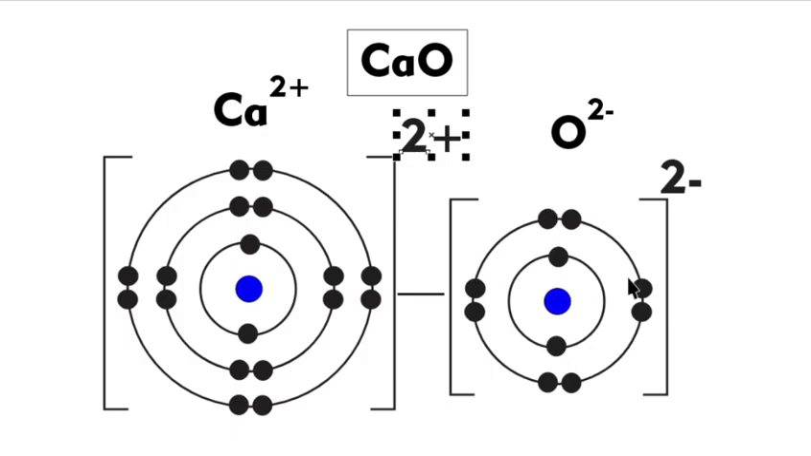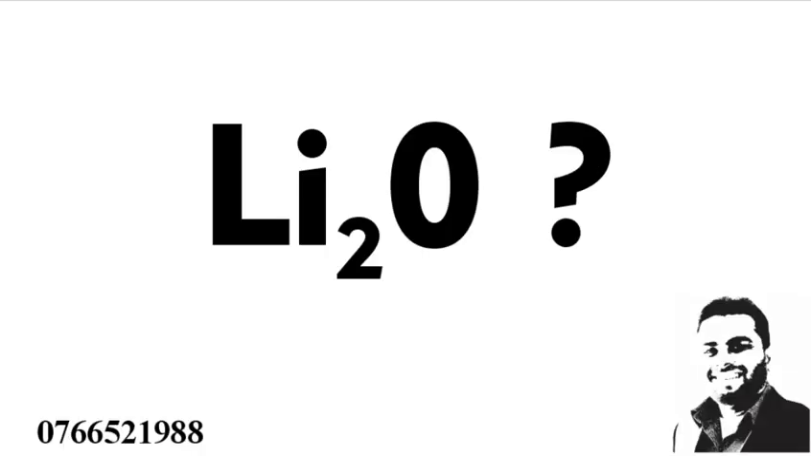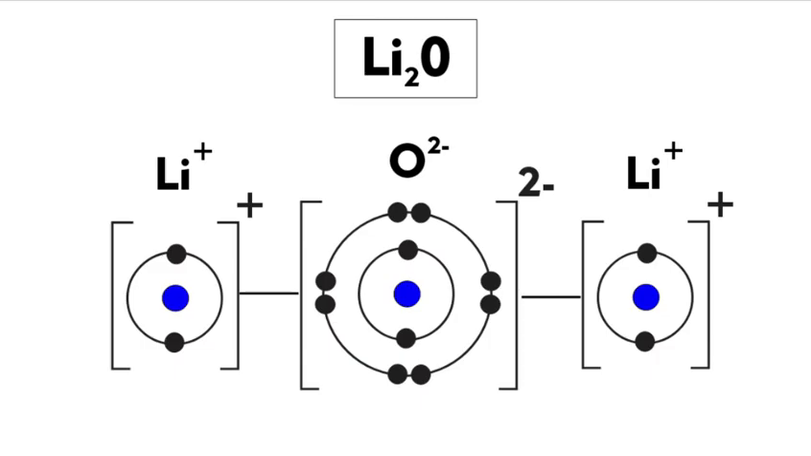Now, can you draw the shell structure for lithium oxide? Please pause the video. Try to get it, please. So in this case, which element to be made in the middle? Put oxygen as the middle. And on either side of the oxygen you can indicate lithium. Try it, please. So this is the structure of lithium oxide.